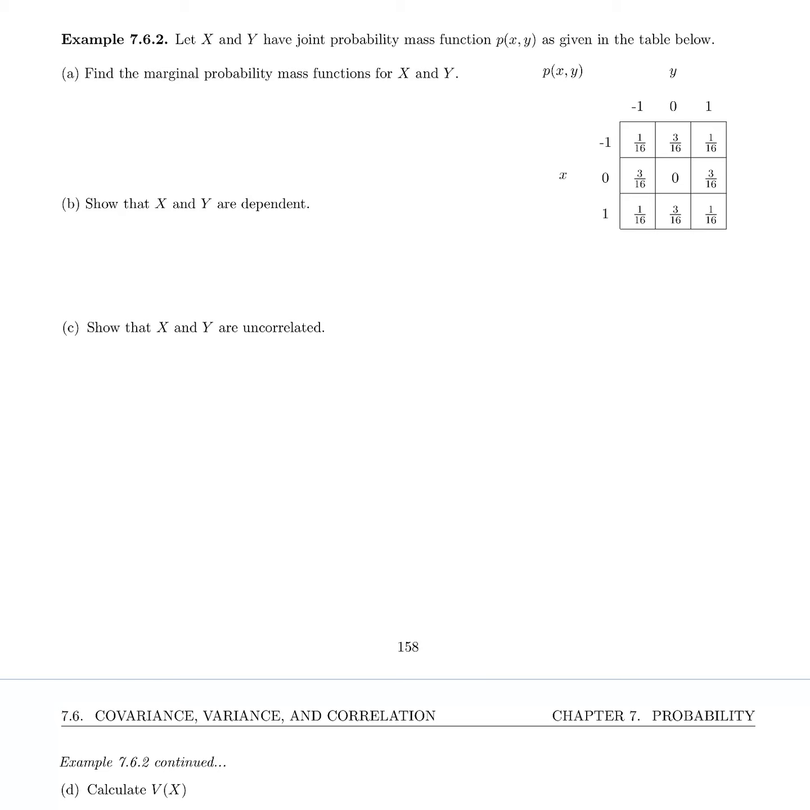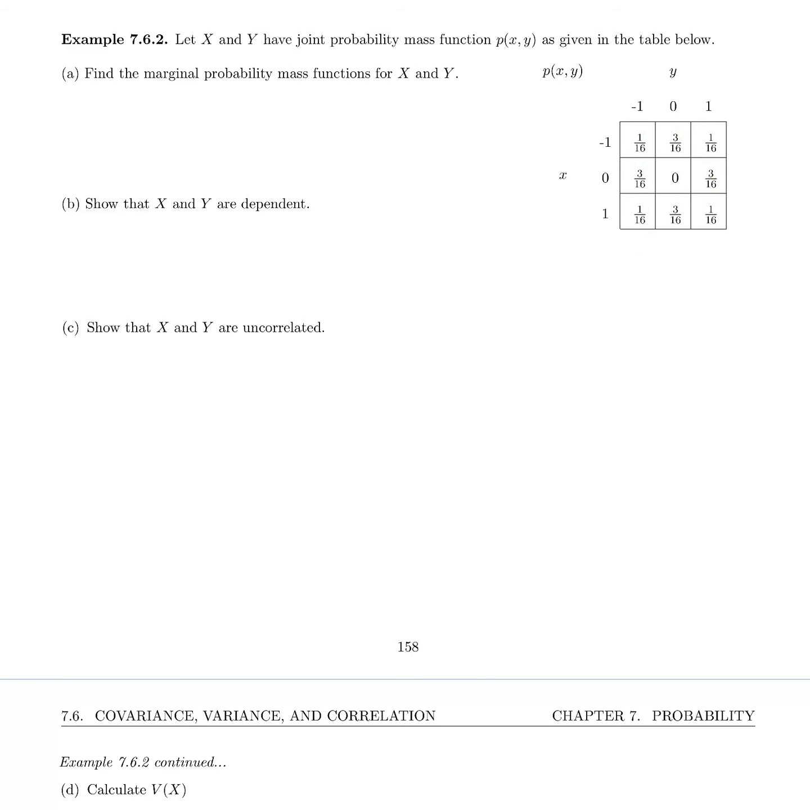In this video, we're going to do example 7.6.2. Let x and y have joint probability mass function p of xy, as given in the table down below. We're asked in A to find the marginal probability mass functions for x and y. And so we remember that the marginal functions are found by adding up each row and writing the answers in the margins, and adding up each column and entering the answers in the margins.